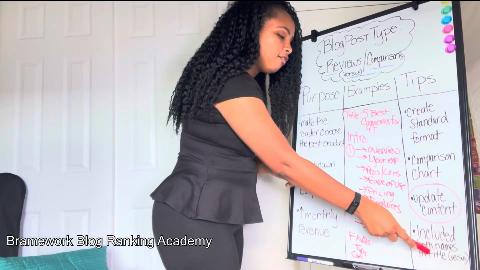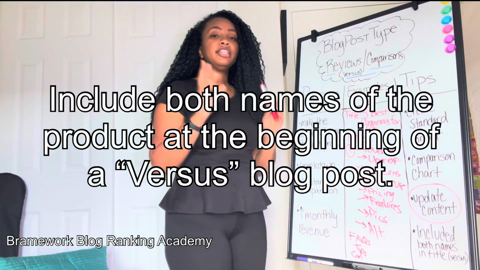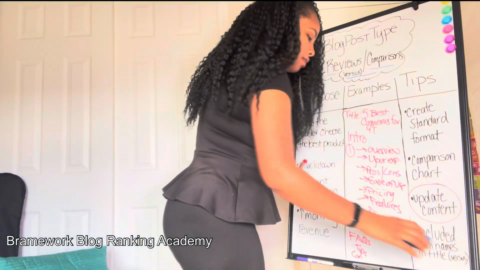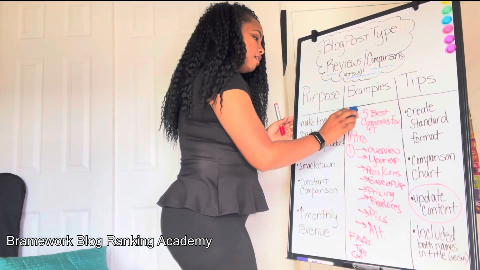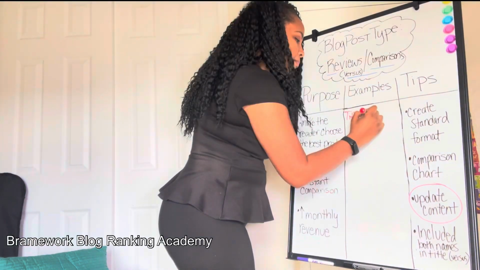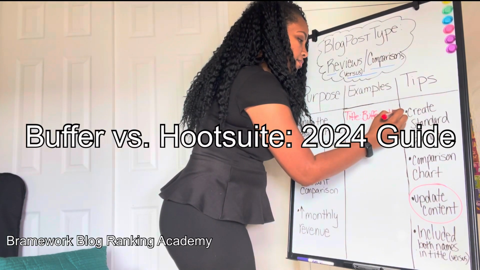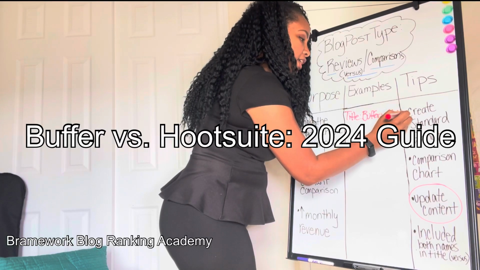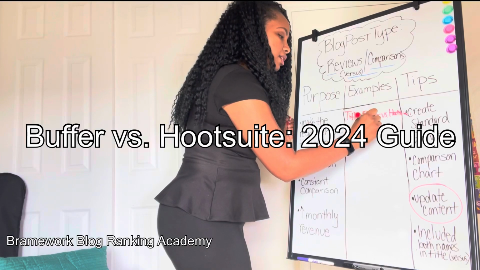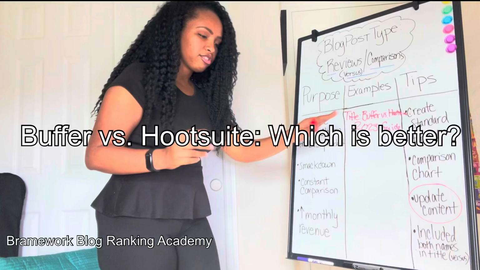And when it comes to the versus types of articles, you want to make sure that you include the 2 products' names at the beginning of your article. So I know we had talked about Buffer versus Hootsuite, so let's do something like that. Buffer versus Hoot... it's not going to fit. And then I do colors, and then I'll be like 2023 guide, or you could say which is the best or which is better, whatever you want to do.